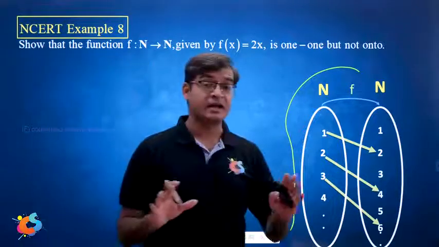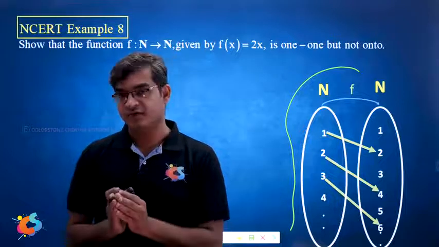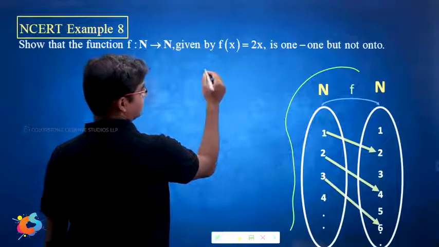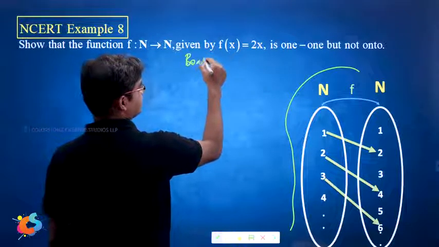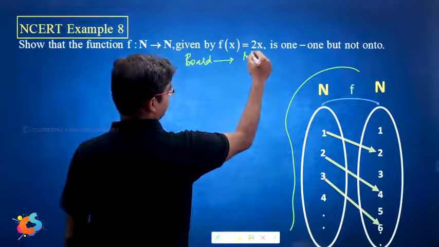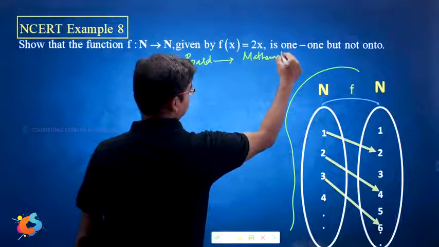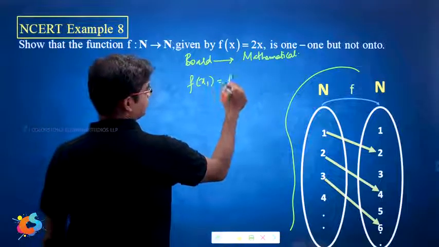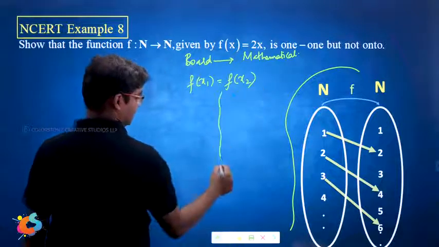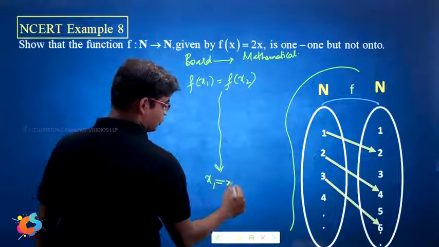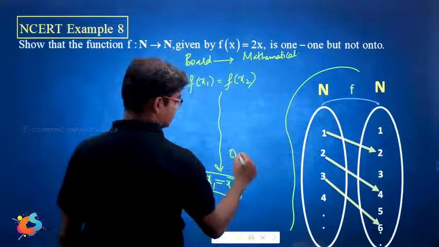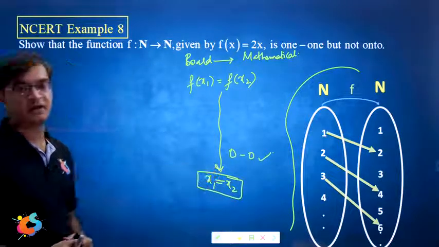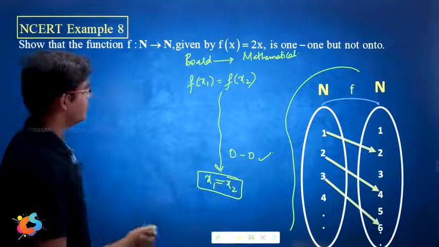So we have discussed multiple times how you prove a function to be a 1-1 function. One of the methods is the graphical method. The other method is the mathematical method. As far as boards is concerned, you have to show the mathematical method. So how do we do it? Start with f of x1 is equal to f of x2. Ultimately, if you get x1 is equal to x2, only this, then it is a 1-1 function. If you get something else other than this, then it will be a many-one function. Simple. Okay, so let us start.